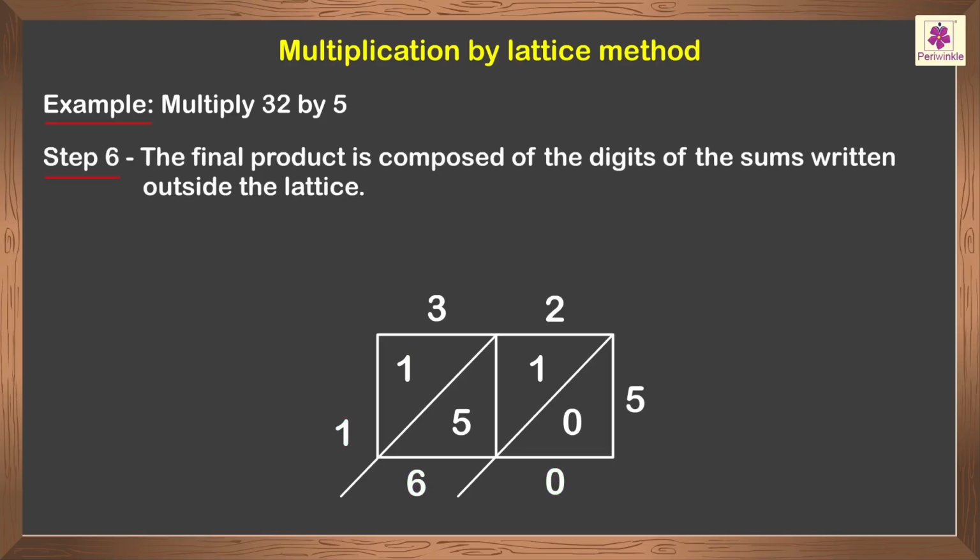Step 6. The final product is composed of the digits of the sums written outside the lattice. We read the digits down the left side and then towards the right at the bottom to get the final answer. So, the final answer is 160.